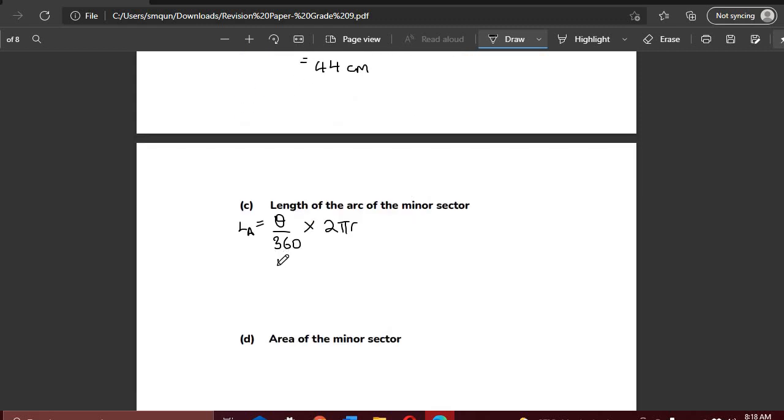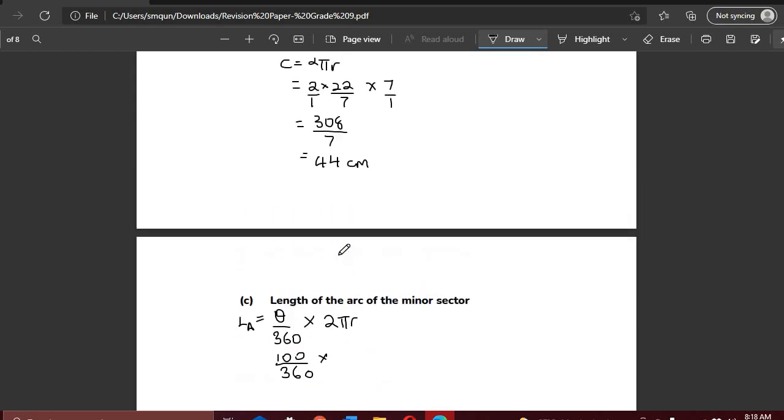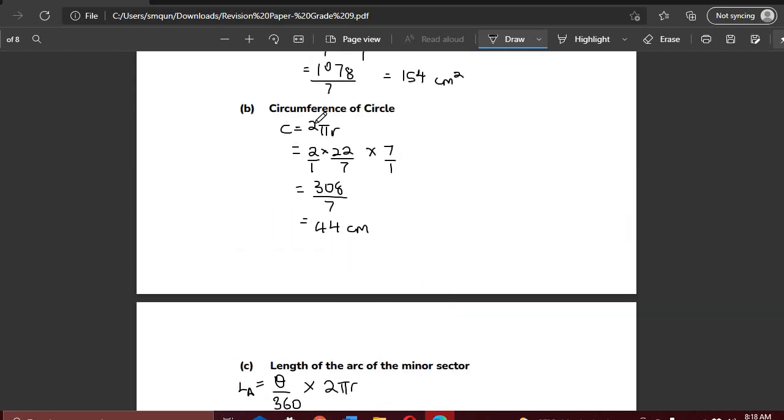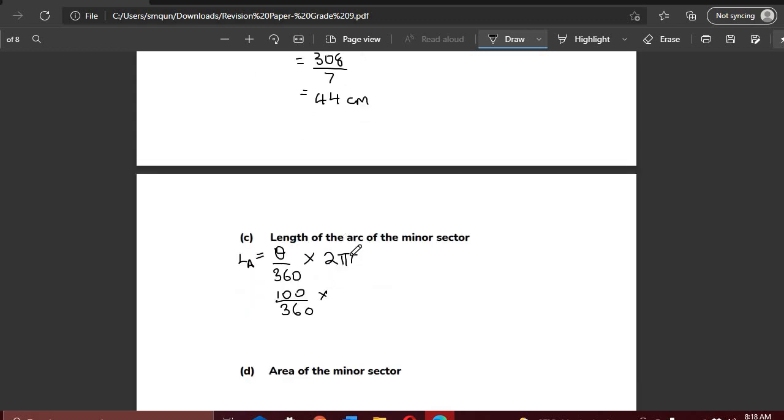So I'm going to put 100 over 360 degrees. And then remember, we don't have to redo this part because we already know what we would get when we multiply 2 times pi times r. We got 44. So instead of writing that information all over again, I'm just going to put 44 to make things easier.